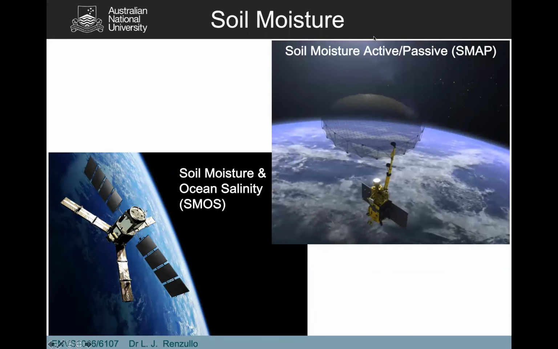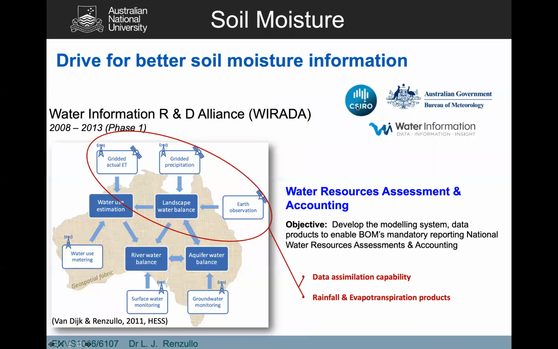So now we move to another important variable of landscape water balance, and that is soil moisture. Two dedicated satellite missions that are currently flying are the Soil Moisture Active and Passive mission by NASA, SMAP, and the Soil Moisture Ocean Salinity, SMOS, mission, which is run by the European Space Agency. Between these two satellite systems, they give us global coverage multiple times a day of soil moisture status all around the globe.